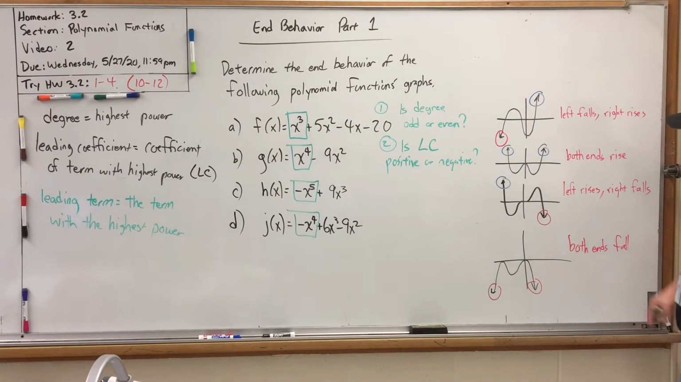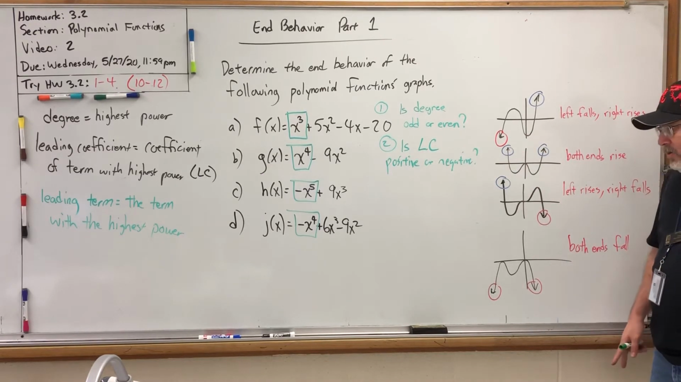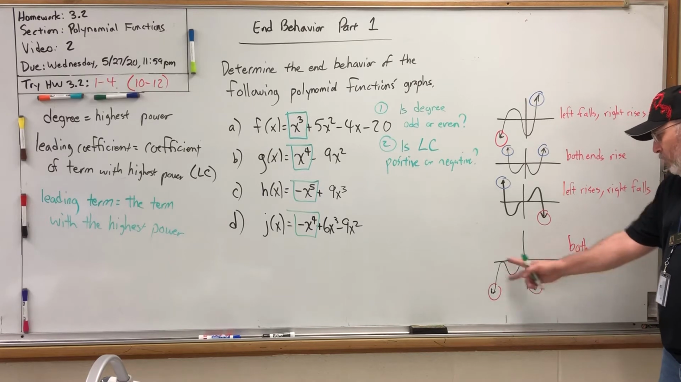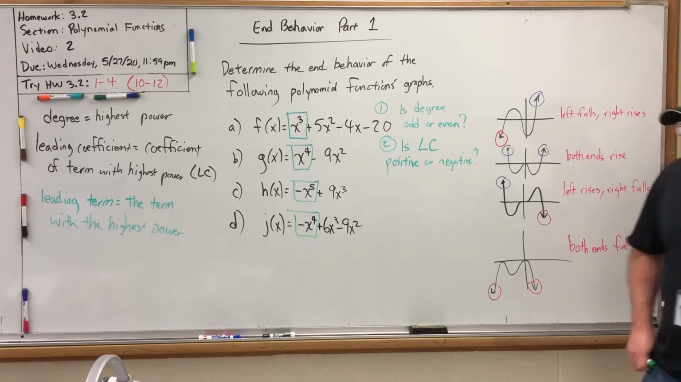On B, where the degree is even, it's 4, both ends rise. And on D, where the degree is 4, both ends fall. So what's consistent when the degree is even? Answer, both ends do the same thing. Does that mean when the degree is odd, the two ends do opposite things?